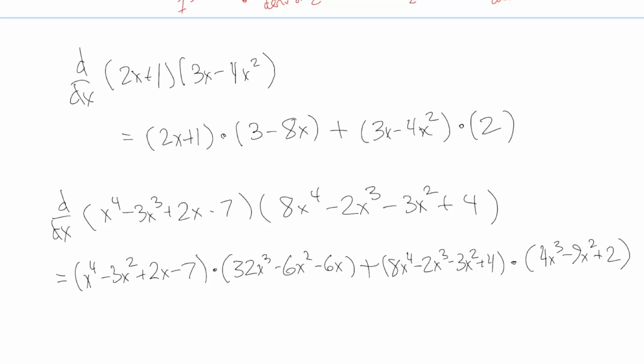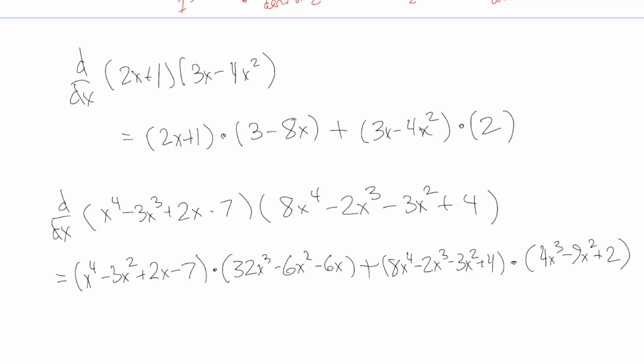And this is how we do the product rule. Don't try to simplify that unless you have a reason. All right? Great. This is the product rule. So this is what you use when you're taking the derivative of a product of two things.